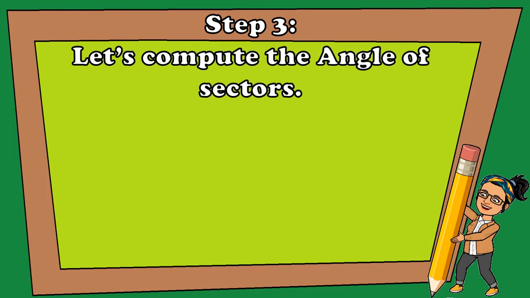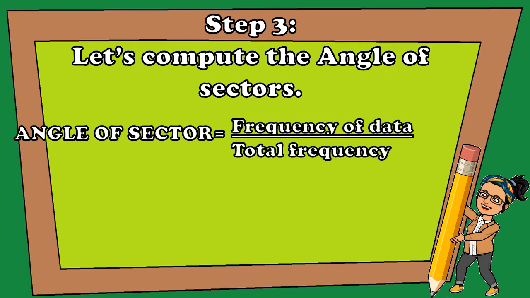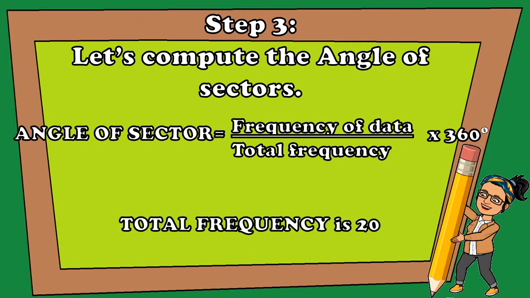Step 3, let's compute the angle of sectors. Again, our formula is angle of sector is equal to frequency of data divided by total frequency multiplied by 360 degrees. Based on our data, our total frequency is 20.